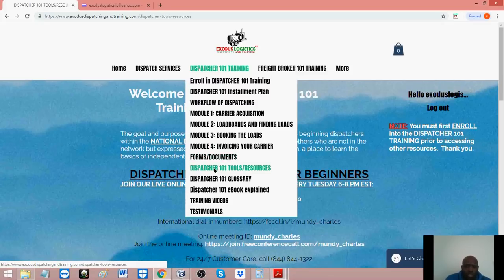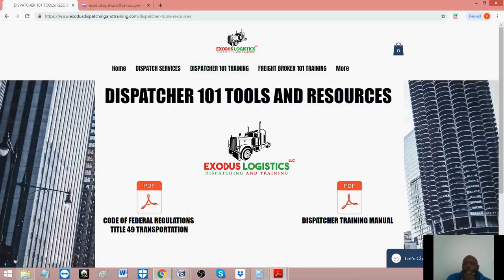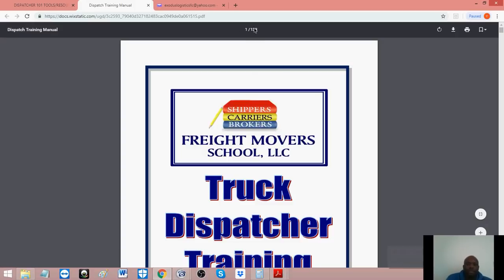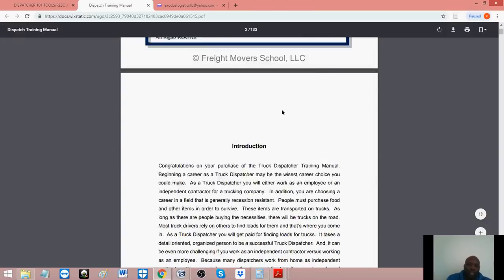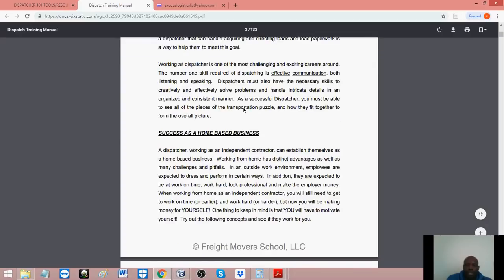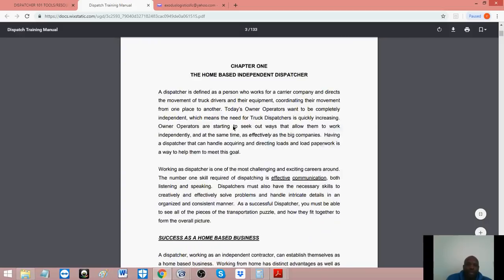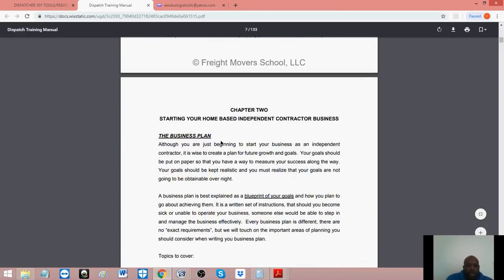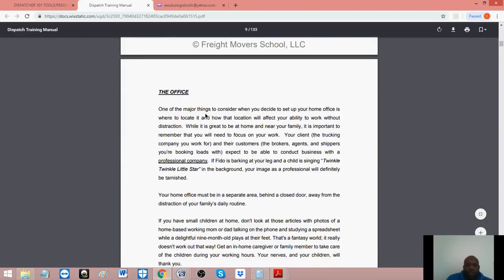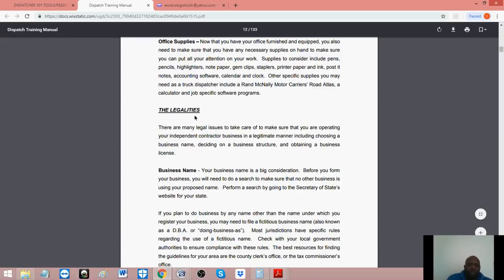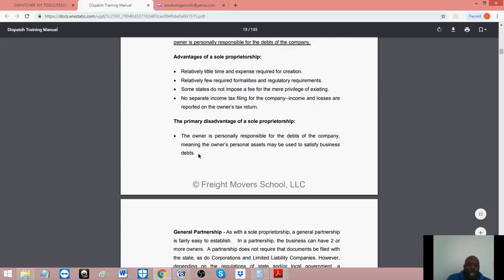And then I got forms and documents, tools and resources. Dispatcher tools and resources. Oh, okay, yeah. I think I added some stuff here. Dispatch training manual, dispatching regulations. I got an extra 133-page PDF training manual that I purchased from a freight broker, a dispatching school, freight movers. 133 pages, PDF downloadable. Talks about setting up your home-based business as a dispatcher, all the way through the different structures of that. So all these resources back here, business plans, chapter 2, goes into a bunch of detail about that. So that's a good resource in the back office. Setting up your home office, what do you need? The tools, the computer, the printer, things like that. So the legalities of it, the business structure, the business entity types.